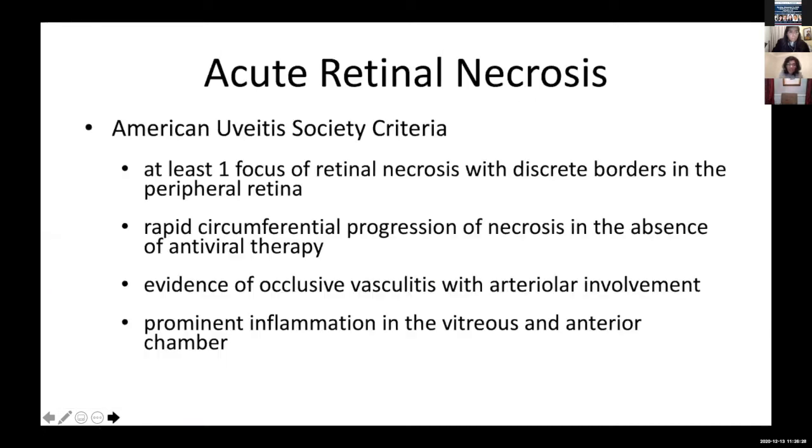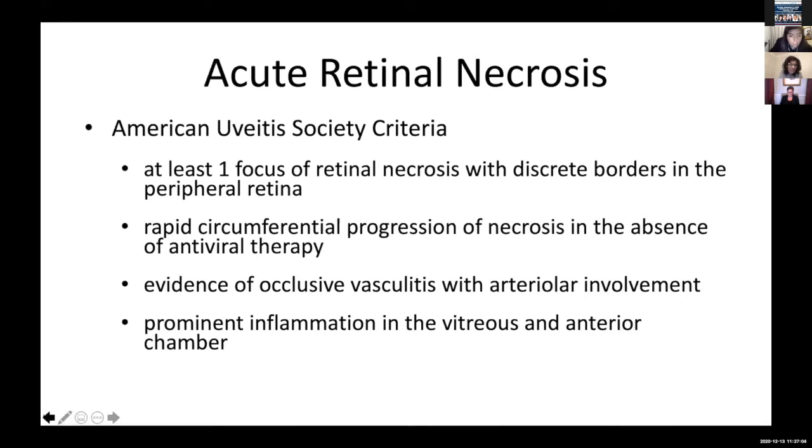So this is acute retinal necrosis. That's correct. And the American Uveitis Society has criteria on what this condition is, which is that you see at least one focus of retinal necrosis with discrete borders in the peripheral retina. There's rapid circumferential progression of necrosis in the absence of antiviral therapy. So all of those peripheral retinitis lesions will eventually coalesce. There's evidence of occlusive vasculitis with arteriolar involvement, and then prominent inflammation in the vitreous and anterior chamber.